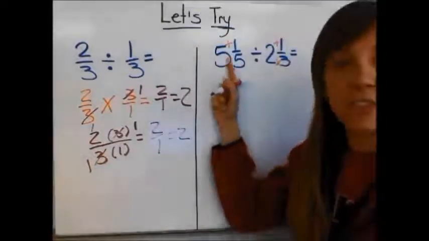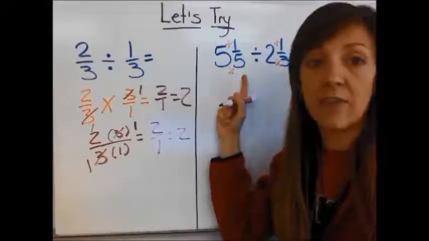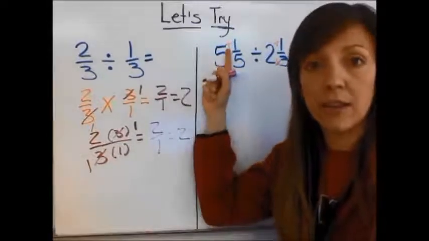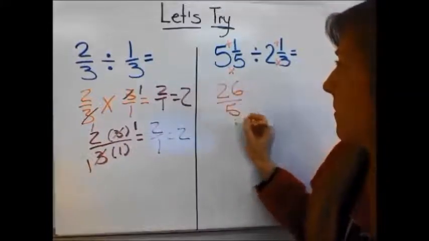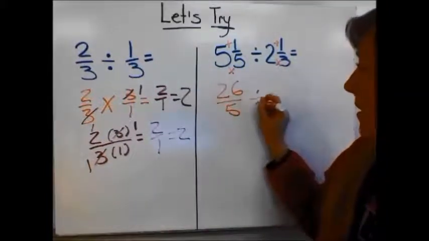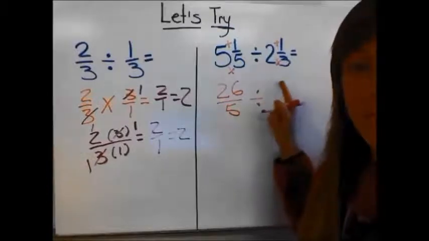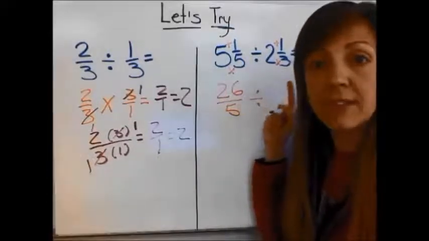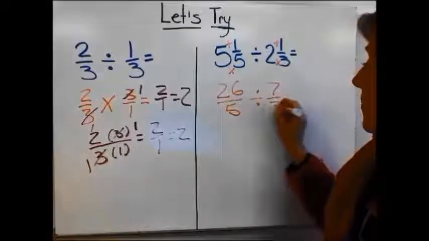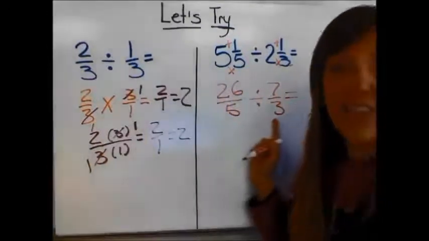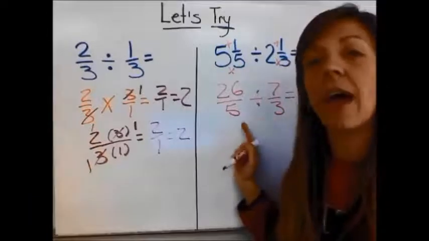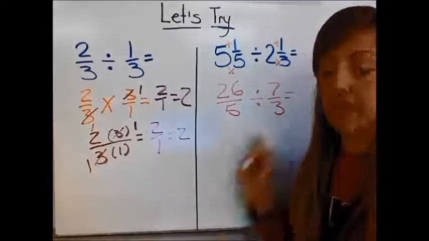So I put in my multiplication sign, my addition sign, and I say 5 times 5 is 25 plus 1 is 26, divided by 3 times 2 is 6 plus 1 is 7. All right, at this point, I still have division, so I have to stay, switch, flip.